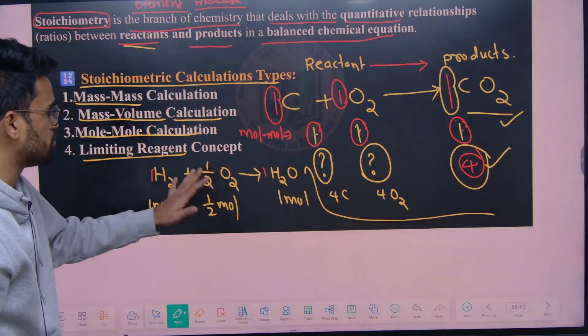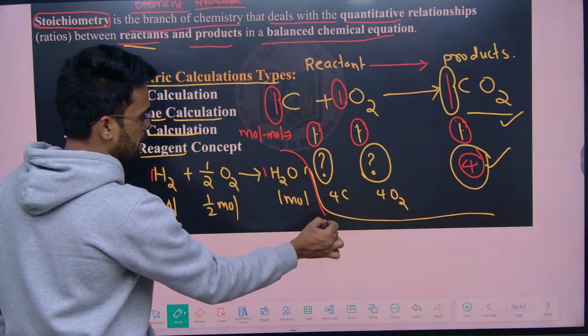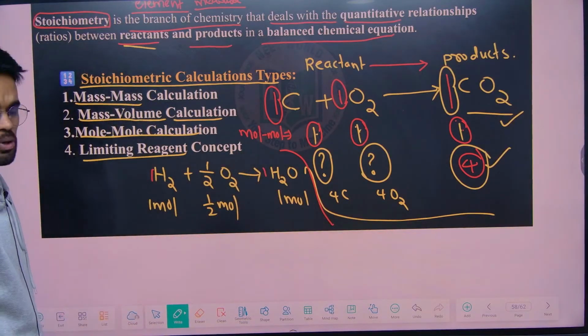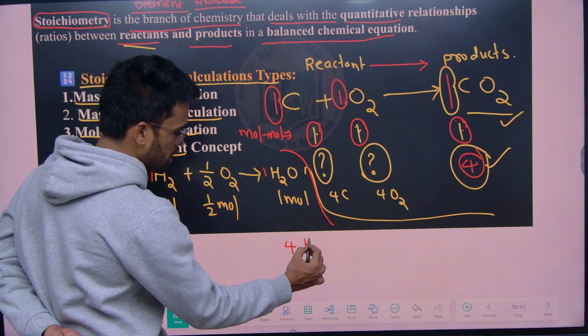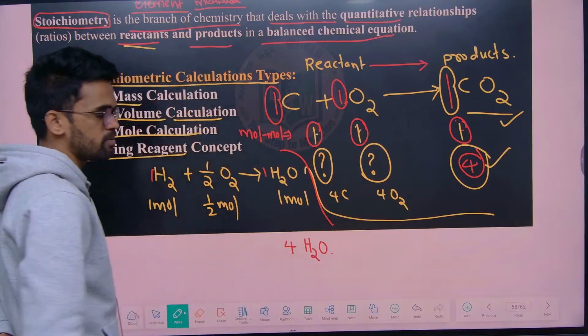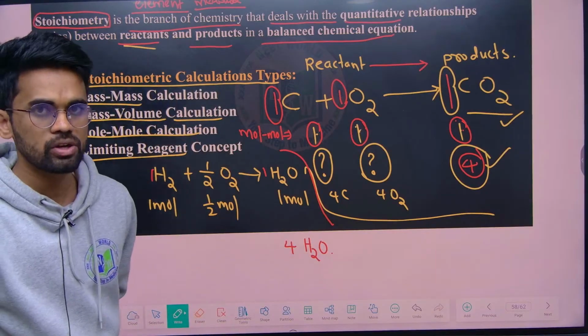Okay, let us look at this second example also. I want to produce 4 moles of water molecules. How many moles of water molecules am I asking? 4 moles of water molecules I want.